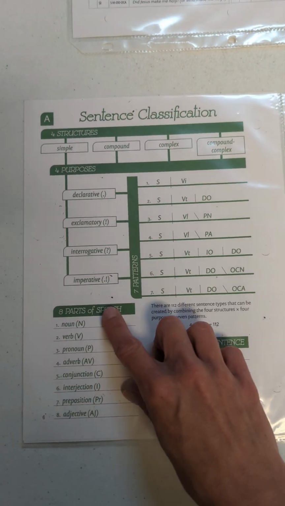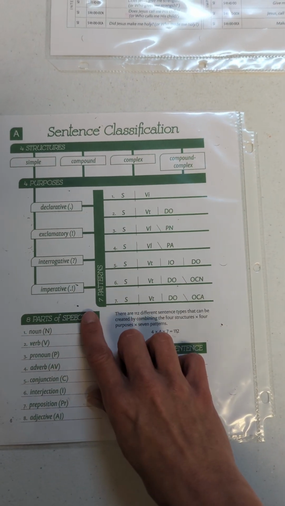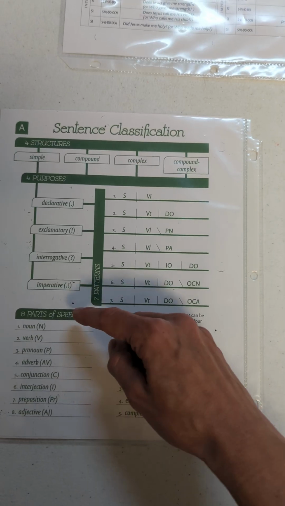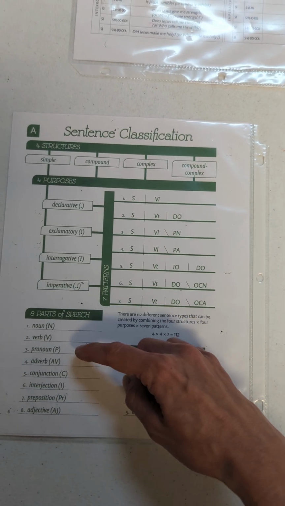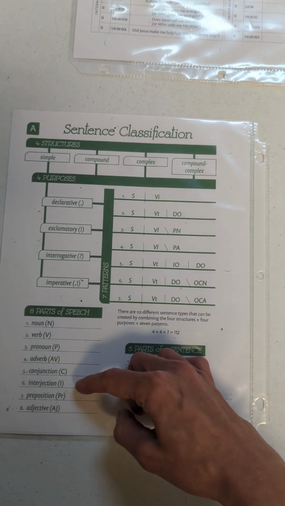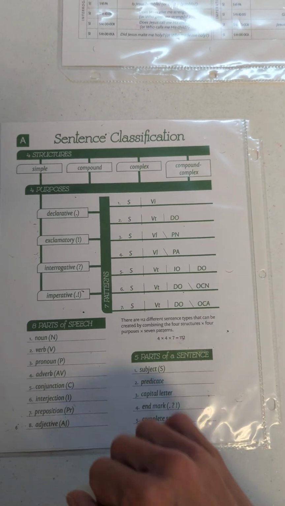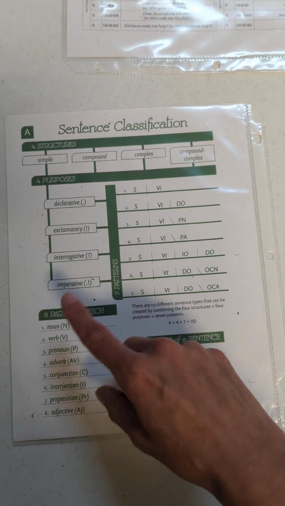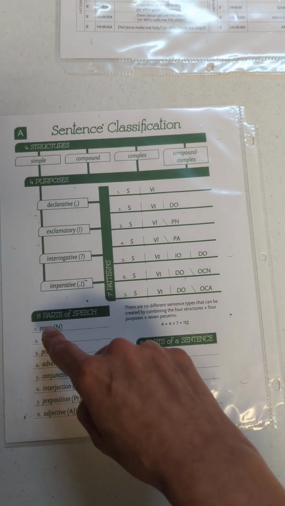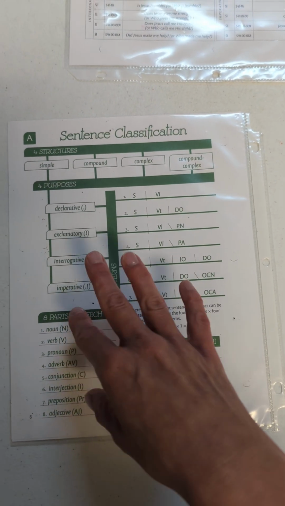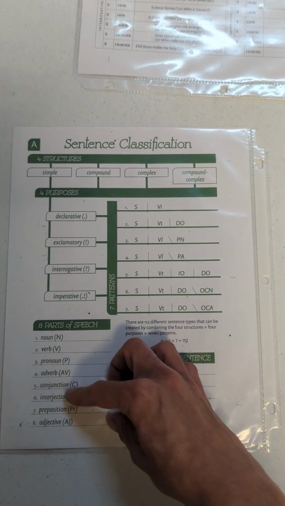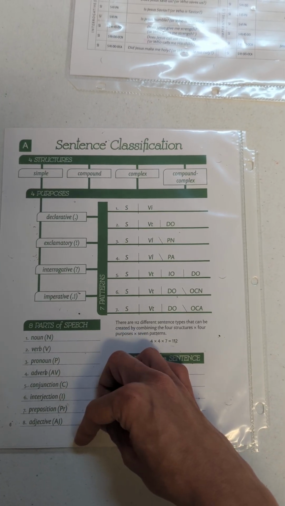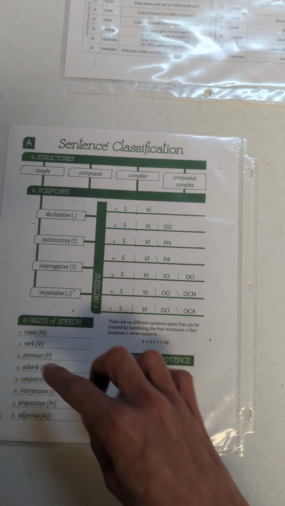Then we have the 8 parts of speech. Noun, pronoun, verb, adverb, conjunction, interjection, preposition, adjective. Now it's a little bit out of order from our song, and if you are studying chart A and you want to fill it in the way we say it, the order we say it, that's totally fine. It doesn't matter the numbers here.